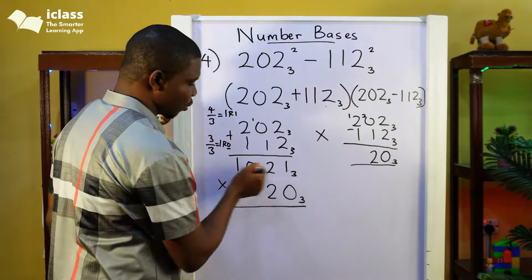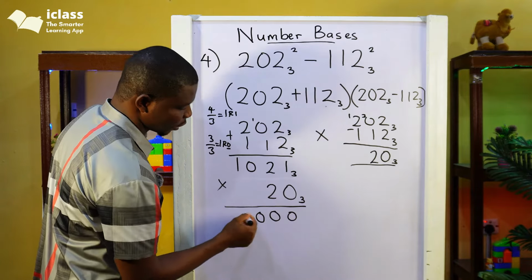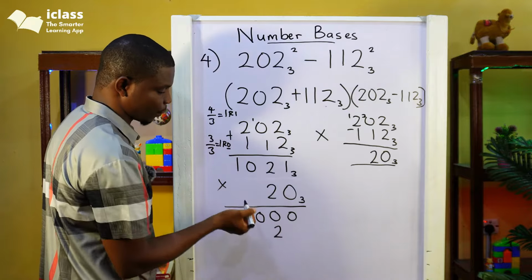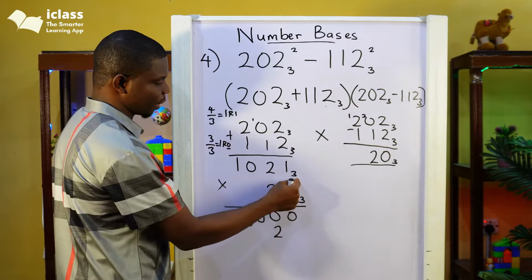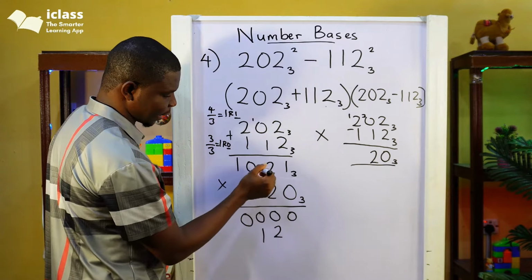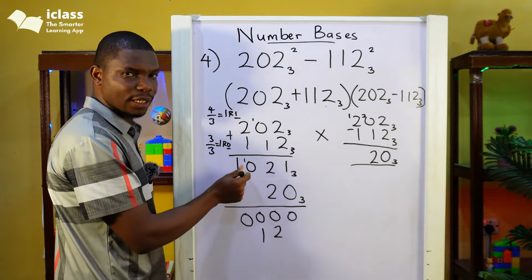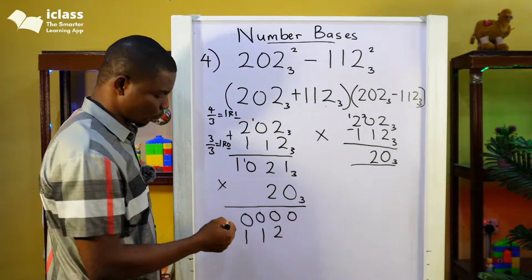All right, so 0 multiplied by anything is 0, right? Then 2 multiplied by 1 is 2. 2 times 2 is 4. But instead of writing 4, since we are dealing in base 3, I'll write the remainder 1 and then take 1 to the next place value. 2 times 0 is 0 plus 1 is 1. 2 times 1 is 2.